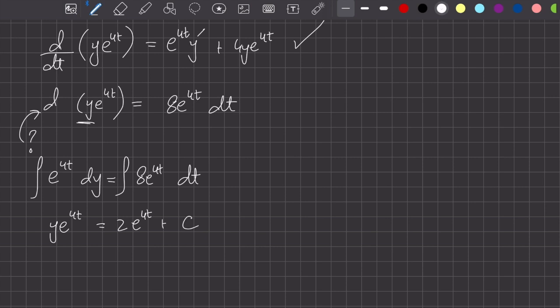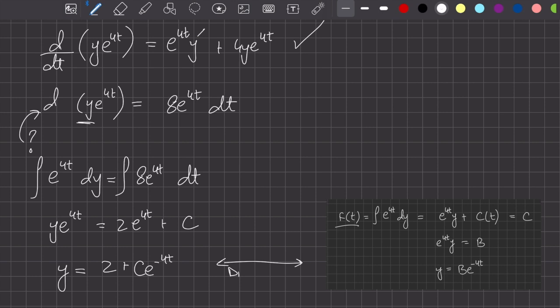Divide e power 4t on both sides to get the final answer. y equals 2 plus c times e power negative 4t. Why is there a 2 in this answer and not in the previous one? The answer is simple. 2 is just a constant, so basically our constant c in this case, and constant b in the last answer will differ slightly.